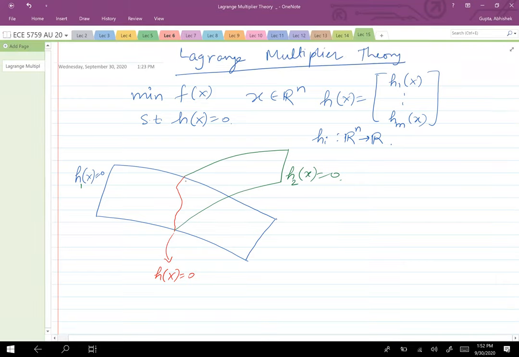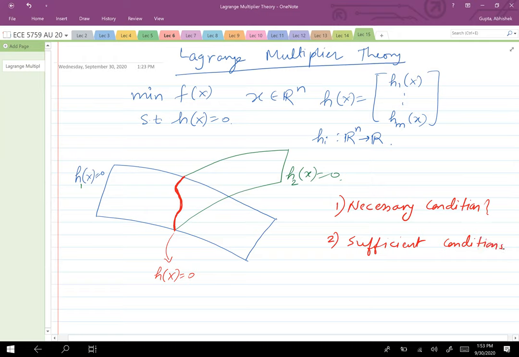Okay, so this is the curve at which the two surfaces are intersecting, and I want to minimize the function along this curve. So as always, like we have done for the unconstrained optimization and optimization over a convex set, the first thing we would like to discuss is the necessary conditions for optimality and the sufficient conditions for optimality. Okay, any questions so far?